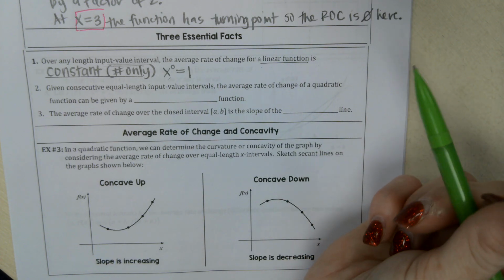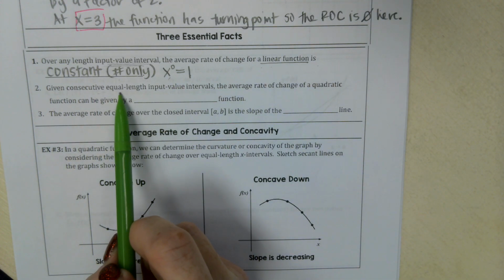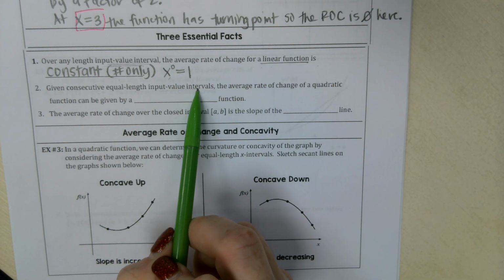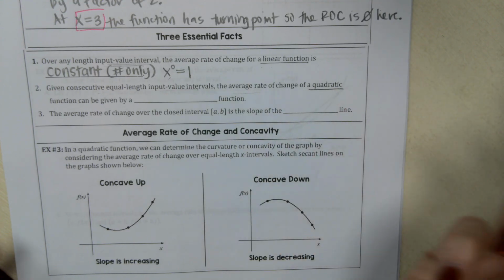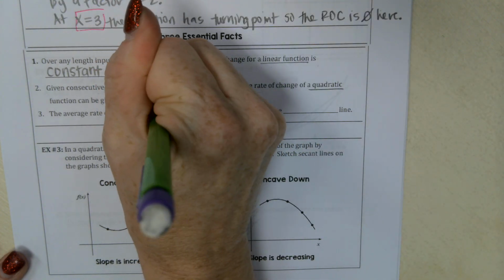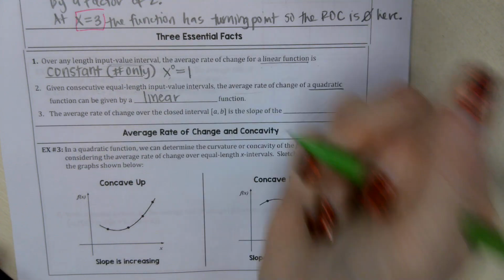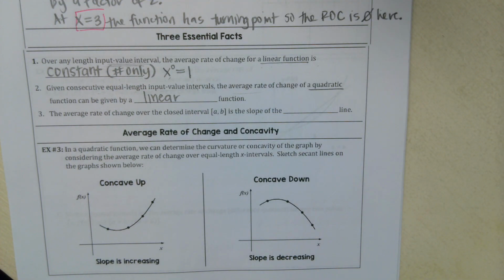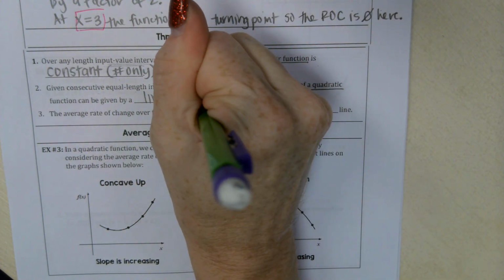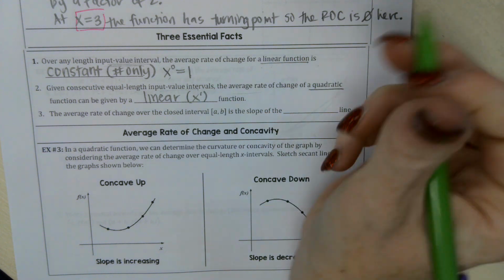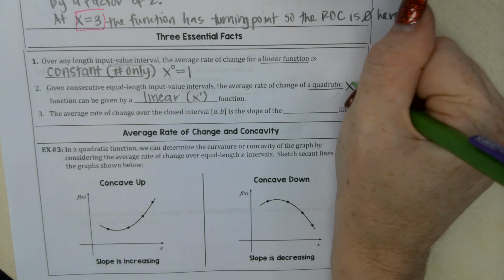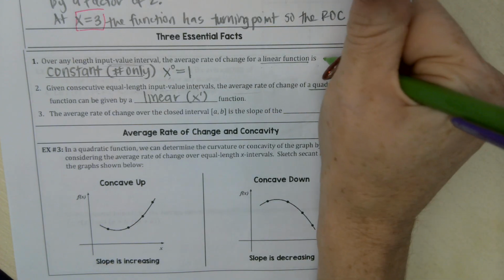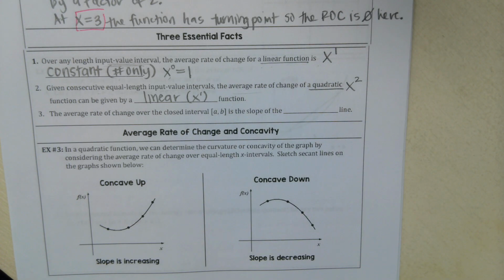All right? Now, given consecutive equal length input value intervals, the average rate of change of a quadratic function can be given by a linear function. Linear functions are x to the first power. Those are y equals mx plus b. So we know quadratics are x squared. We know linear functions are x to the first.